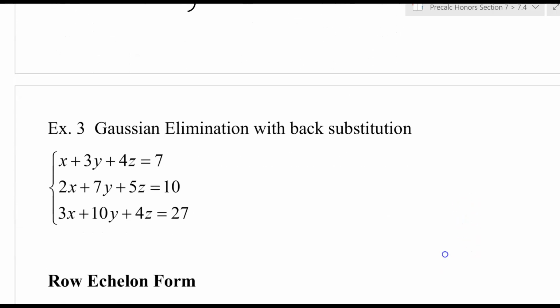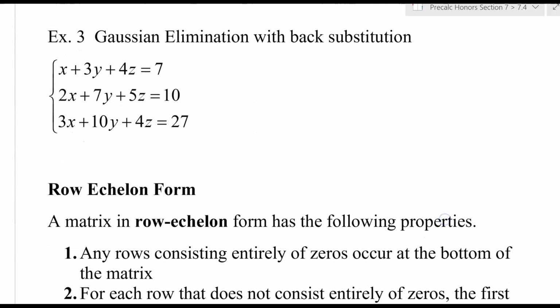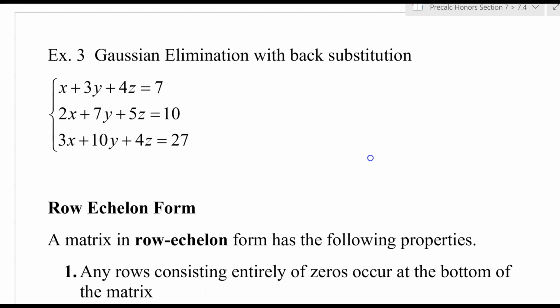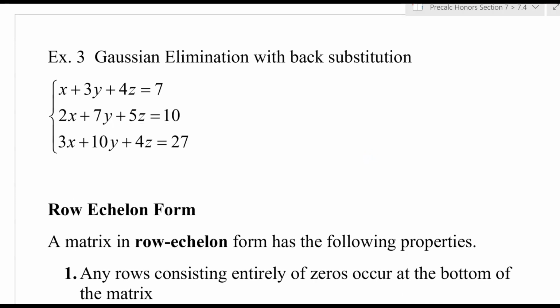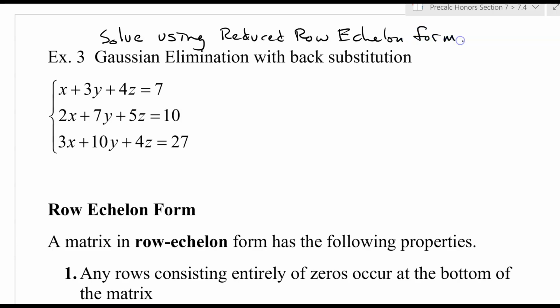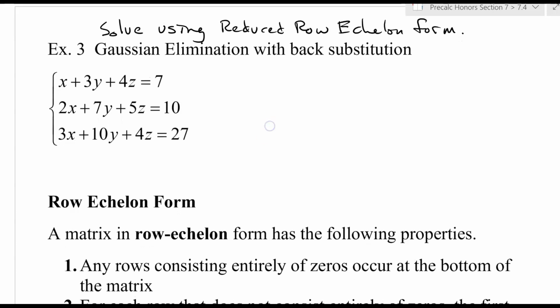Actually, we're going to talk about it right now. So example 3, it says Gaussian elimination with back substitution. So really what we're going to do is solve using reduced row echelon form. All right, and we're actually going to do this example first, which you should hopefully know how to do. If you need a reminder, this hopefully will remind you how to do it.